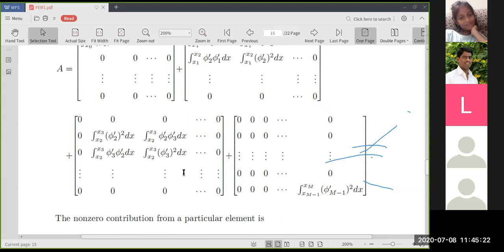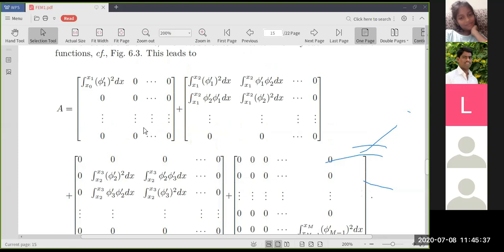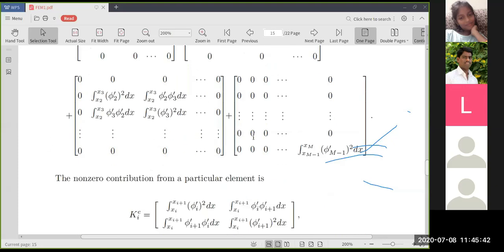Plus the third term, the final term. The final term again, you are going to get only one term, phi m minus 1 dash square dx, because there phi m minus 2 will not come into picture when you consider xm minus 1 and xm. So all of the terms are going to become 0 here, here and everywhere here. So finally we need to add these up. That is the idea.